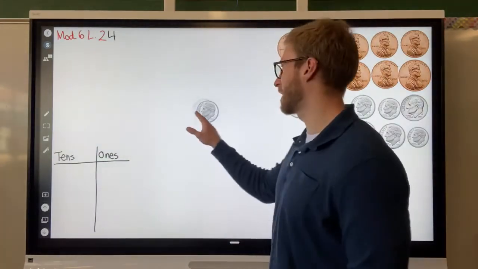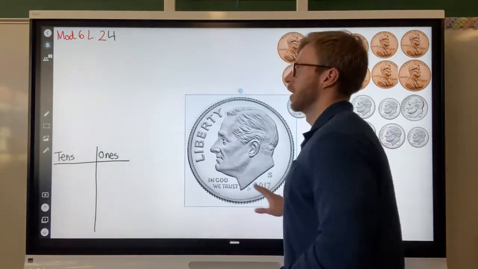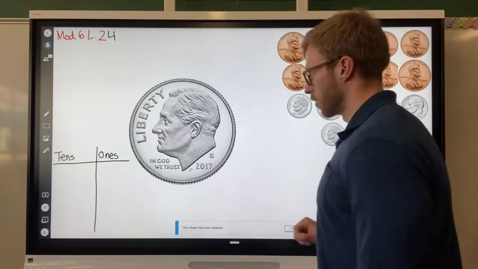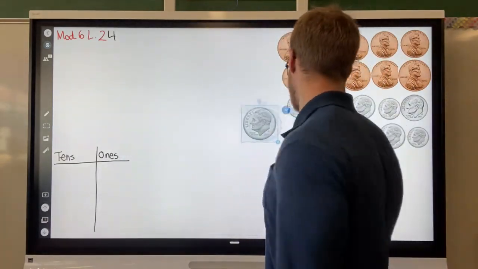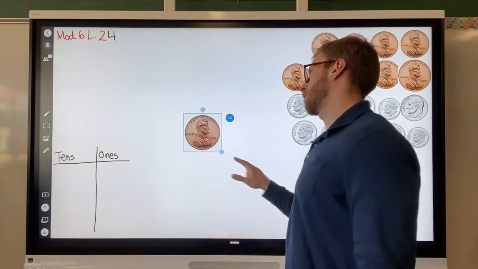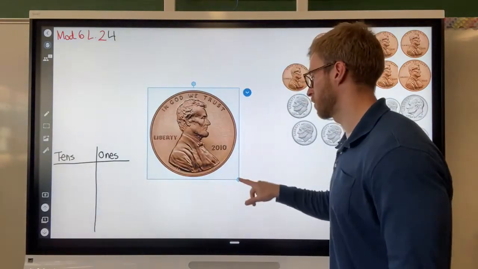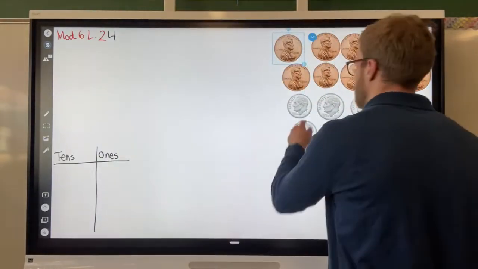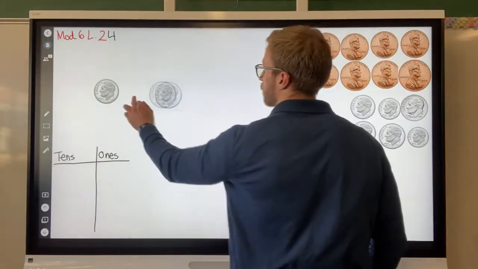So remember, this is our dime. It is our smallest coin, and it is worth 10 cents. So we have our dime that is worth 10 cents. We're going to be working with that coin today. And then remember, our only copper colored coin is our penny, and that is 1 cent. We're going to be working with those today as well. Okay. So I'm going to get a picture out here, and we are going to figure out how much it is worth.